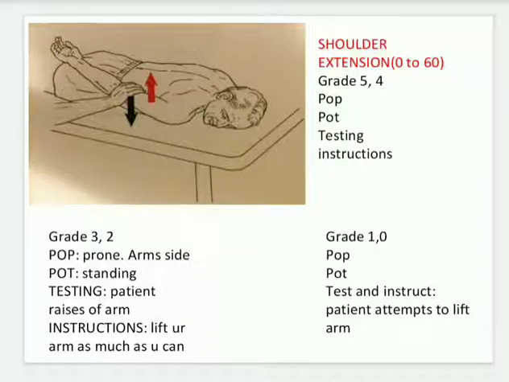And grade 5 tells about complete range of motion against maximal resistance. And grade 4 is minimal resistance.